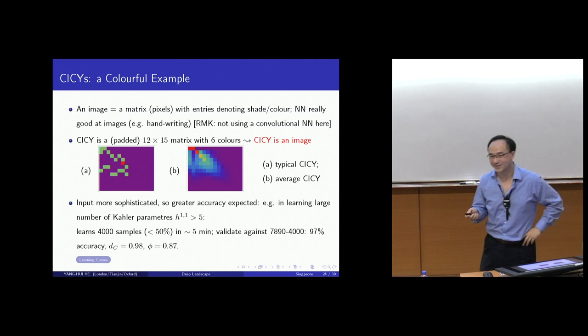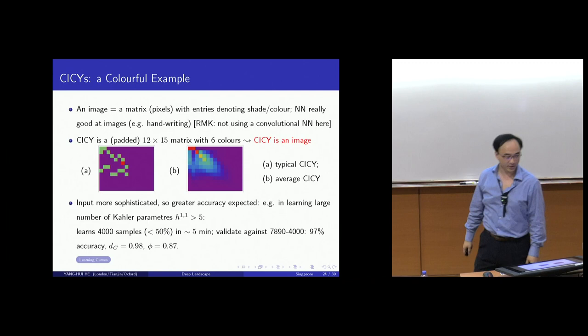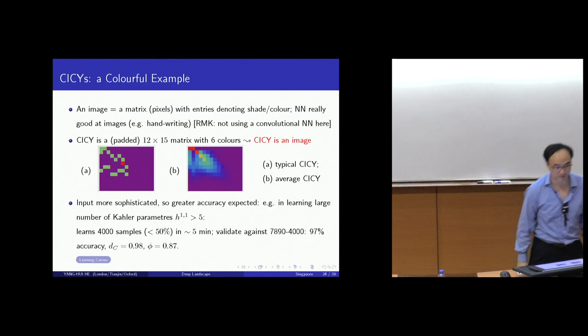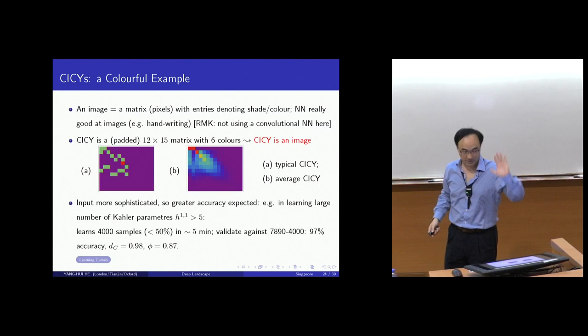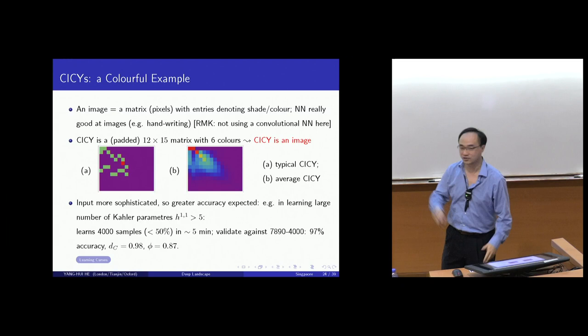I mean, this is CICY number 2752, which happens to be the complete intersection of seven whatever, multi-degree whatever, in P1 cross whatever. But as far as the computer is concerned, it's just this image. So this is very much like the movie The Matrix. After a while, you just see pictures. You don't worry about reality anymore.